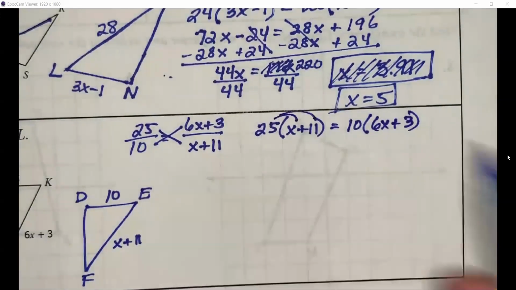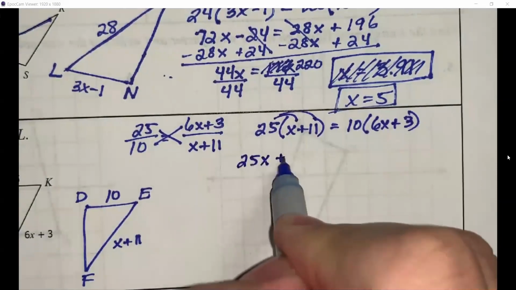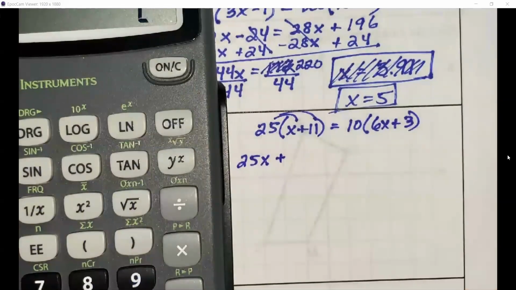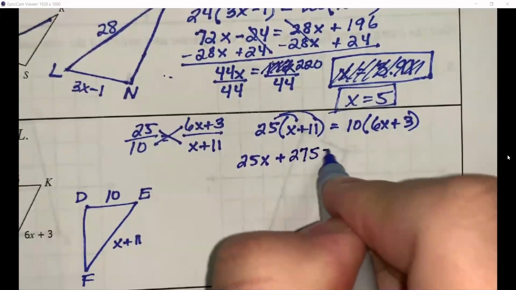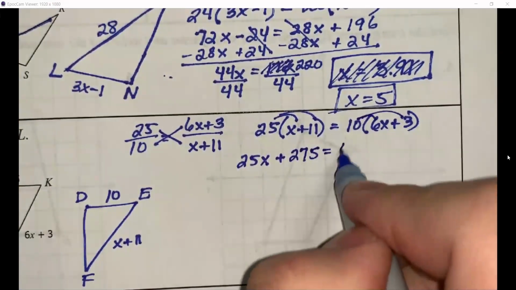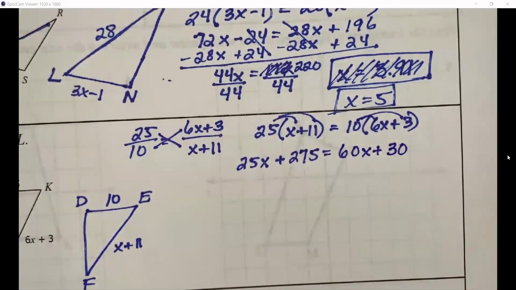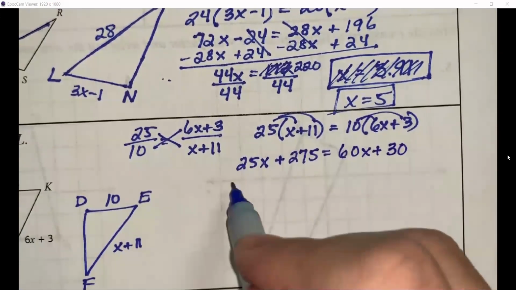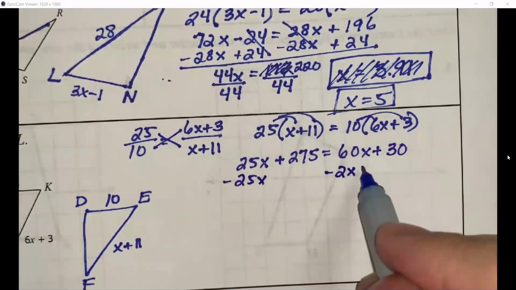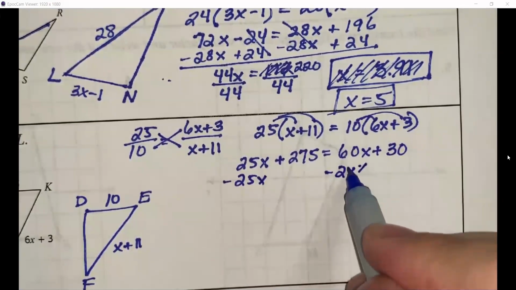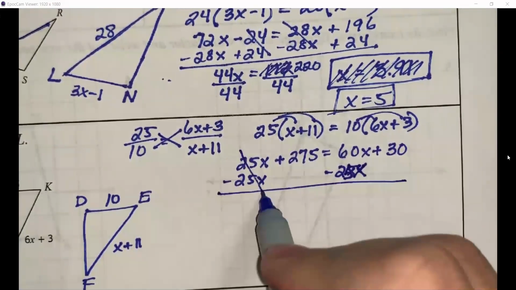I'm going to distribute, hopefully I don't screw up this algebra. So I'm going to distribute that and I get 25x plus 25 times 11 is 275, is equal to, I'm going to distribute my 10, so that's 60x plus 30. All right, and now I'm going to go ahead and work this out, subtract 25x from both sides. I always do the big number minus small number to deal with positives. 25x on both sides, cancel.